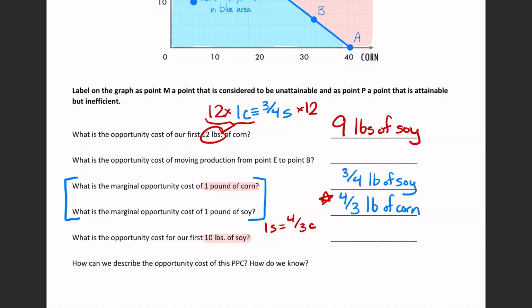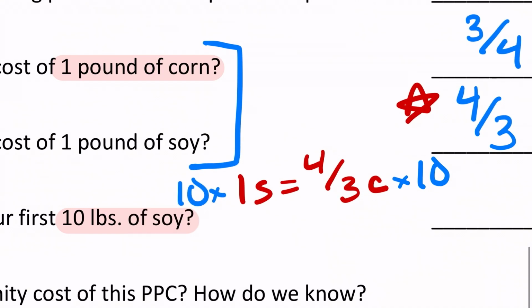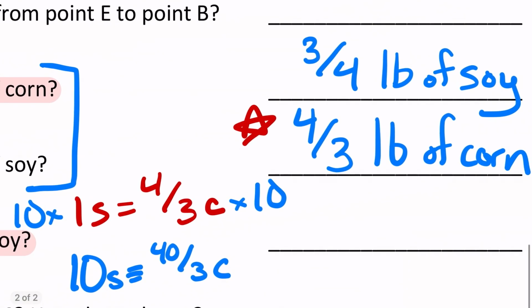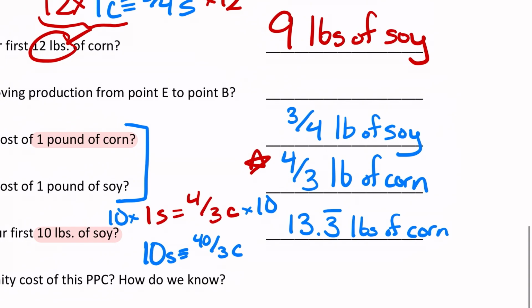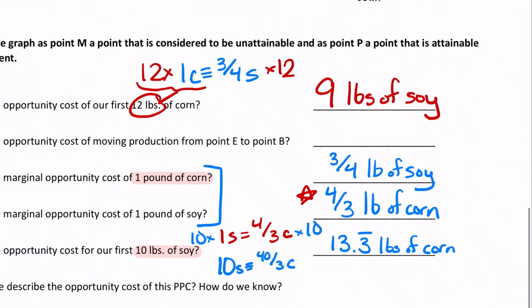Well, then you just multiply both sides by 10, right? Multiply that side by 10, multiply that side by 10, and you get 10 pounds of soy is equivalent to 40 over 3 pounds of corn. If you plug that into a calculator, 40 divided by 3 actually ends up being 13 1/3 pounds of corn. That's 40 over 3.